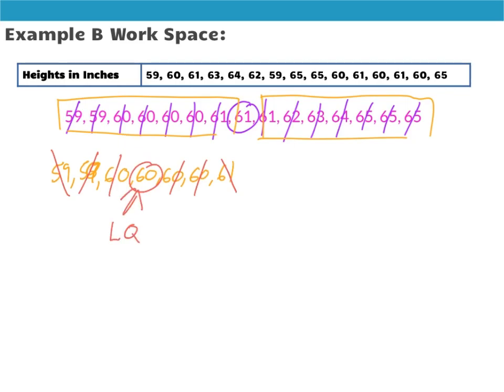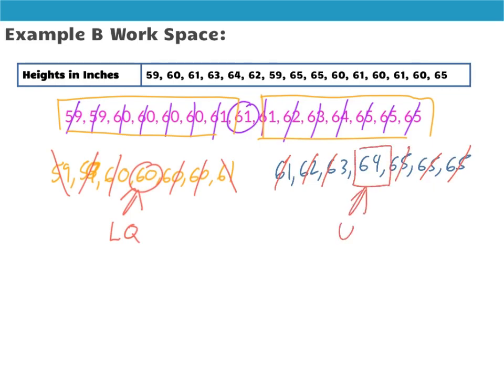Now let's head over and do the upper quartile. Again, writing out my numbers that I have here: 61, 62, 63, 64, 65, 65, 65. Now that I've got my numbers, let's go ahead and do some crossing out. So cross out from both ends until I have one number left in the middle. That number is 64. So that number is going to be my upper quartile.